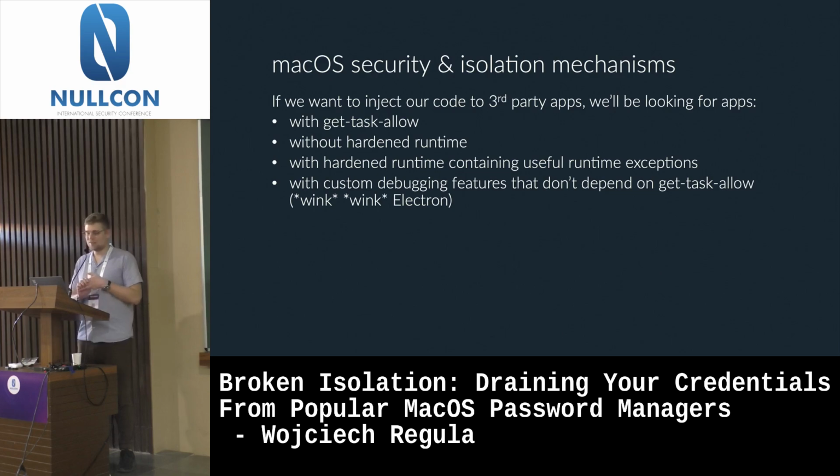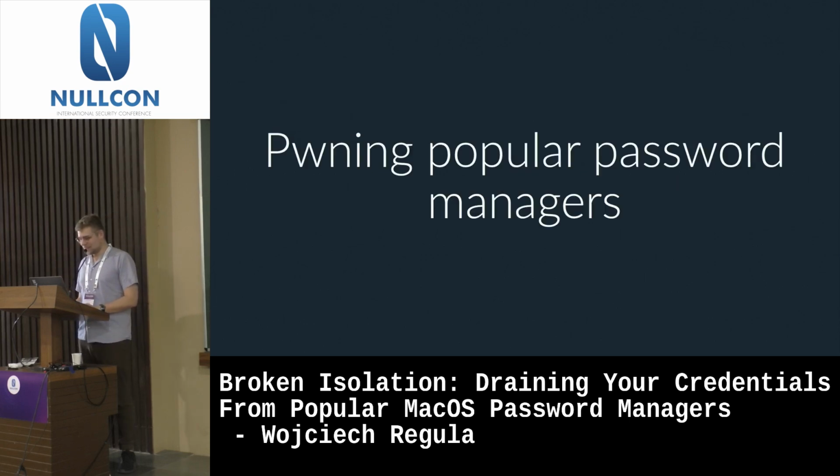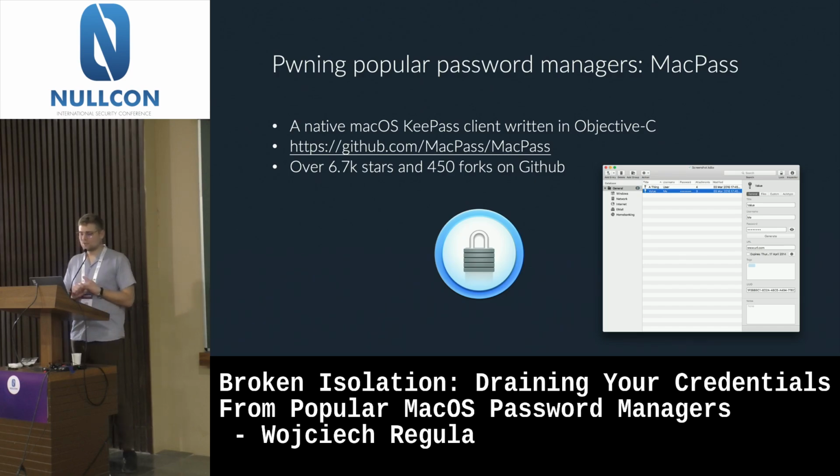Great. So that's the last slide before we start pwning password managers. If you want to pwn password managers or any third-party applications, that's also a good resource for bug bounty. We will be targeting apps with getTaskAllow without hardened runtime, with hardened runtime but with some useful runtime exceptions, and applications that have custom debugging features that don't depend on getTaskAllow. So here, wink, wink, Electron. Great. So let's take a look at the first one, which is MacPass.